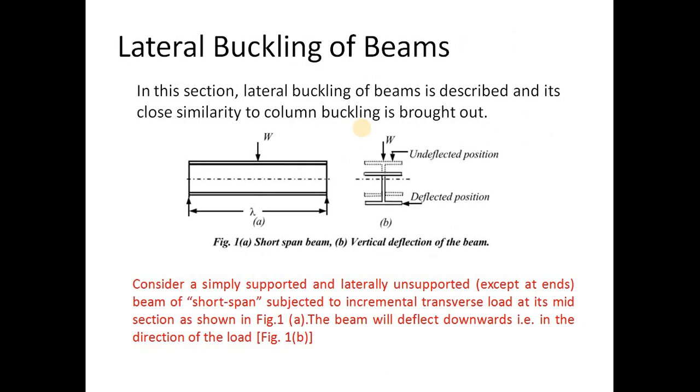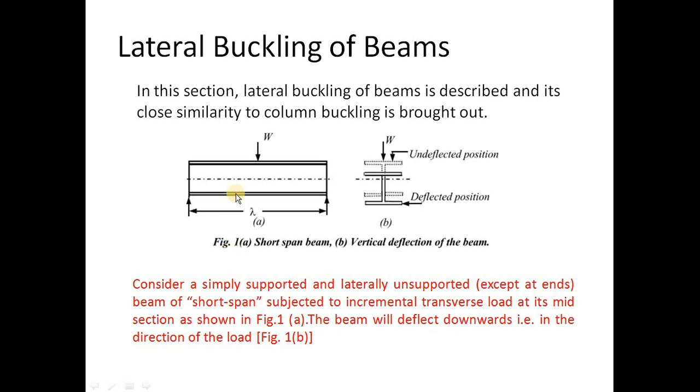Okay, coming to the lateral buckling of beams. In this section, lateral buckling of beams is described, and its close similarity to column buckling is also brought out to some extent. Now consider a simply supported beam here. You can see this is the simply supported beam, and laterally unsupported means there is no support from the lateral direction to the beam, only it is supported in the longitudinal direction, except at the ends, of course.